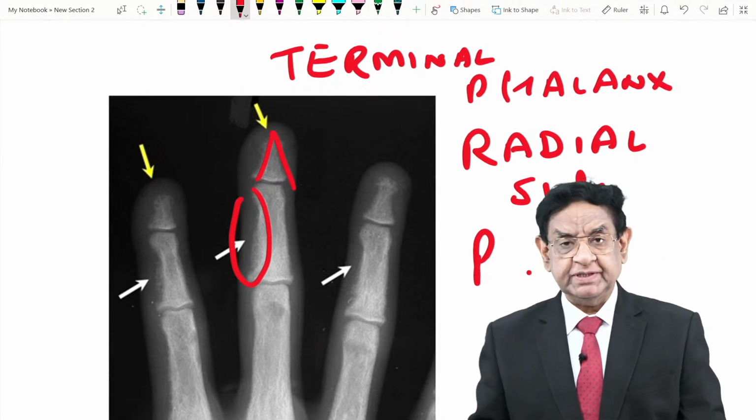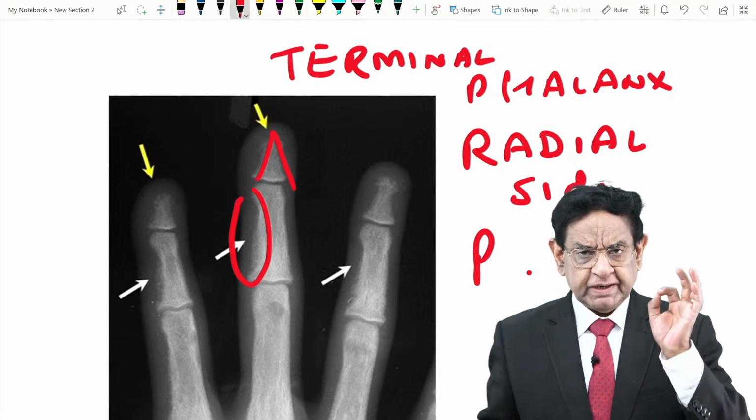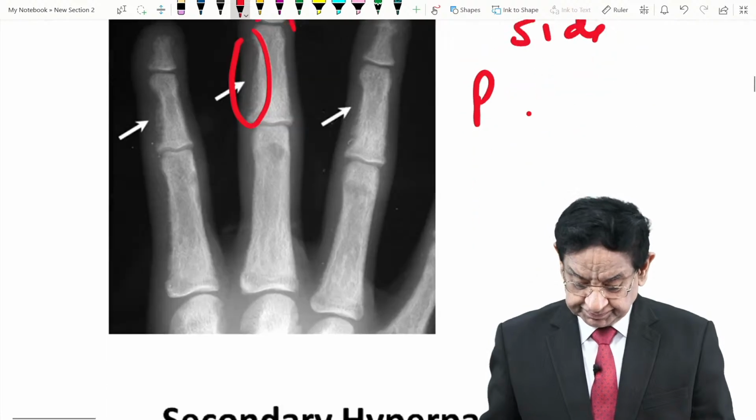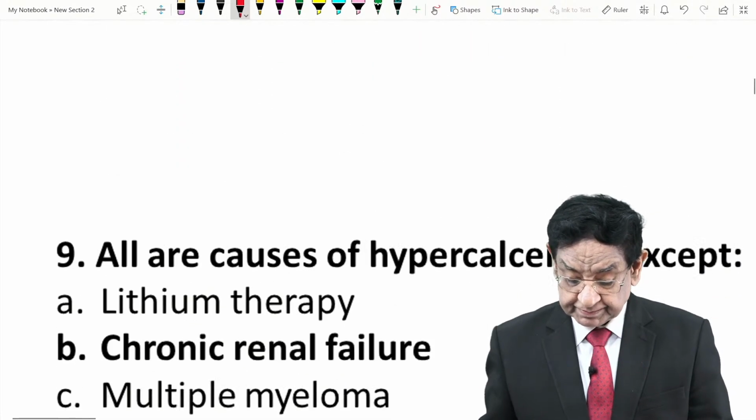Classical exam question. This is the most characteristic finding that we get in a case of hyperparathyroidism. Okay.